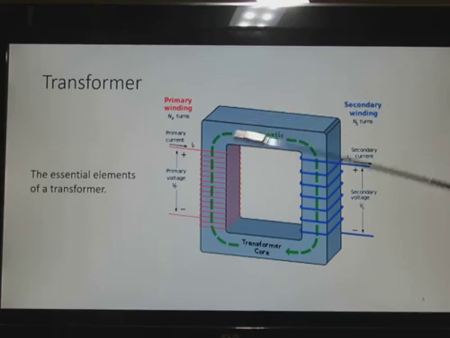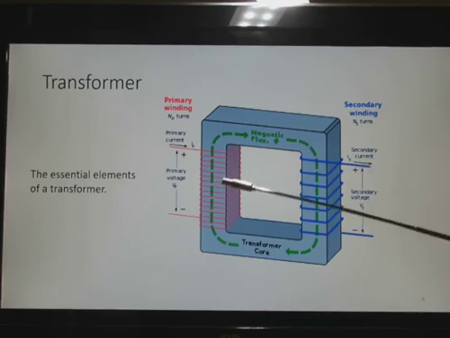And there is a hunk of metal, a ferromagnetic material, chosen to enhance the magnetic field. This core serves to increase the coefficient of coupling between the coils of wire. There are a number of turns on the windings on each side of the transformer, and there is a relationship between the number of turns of coil and the voltages on both sides.